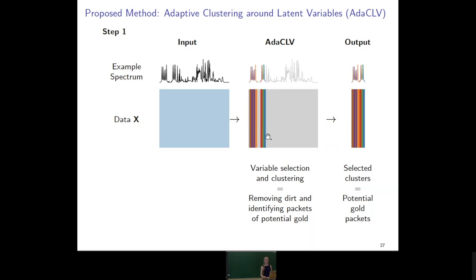And so that these clustered here, this is the step where we're identifying packets or stretches in the spectrum that contain potential gold, so gold or pebbles. And then in the output of this, we have these selected clusters that are potential gold packets. We don't know which ones are gold yet, right?